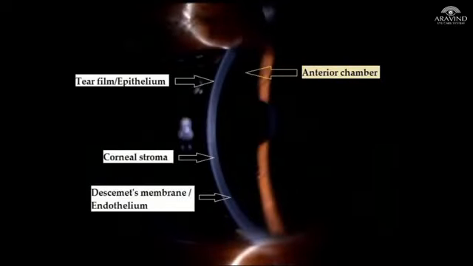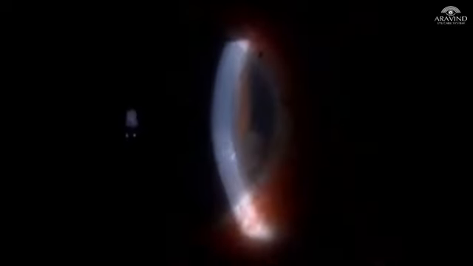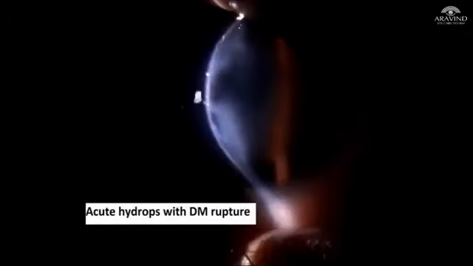Optic section of the cornea shows the outermost tear film or epithelium, middle stroma, and the deepest Descemet's membrane and endothelium. Here is an optical section of striate keratitis which shows a clear Descemet's membrane detachment. And in corneal scar, the optical section is used to assess its depth. An optical section in acute hydrops clearly shows a Descemet's membrane rupture.